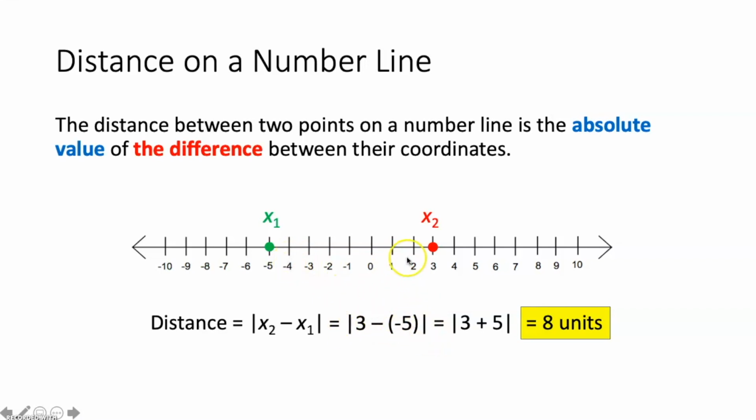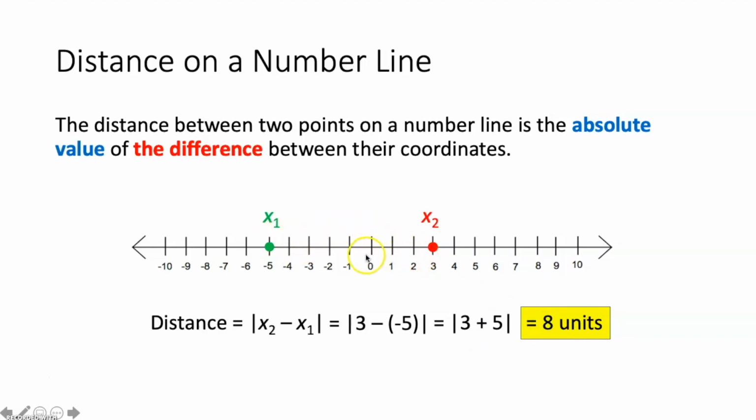So if I take x2, which is 3, and subtract x1, which is -5, 3 minus -5 turns into 3 plus 5, which is 8. And the absolute value of 8 is still 8. So your distance between x1 and x2 would be 8 units.